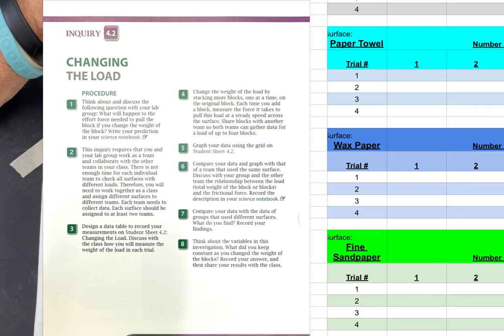In the last lab, 4.1, we looked at how changing the surface affected the force of friction. And we saw that some surfaces had a greater force of friction required to drag the block than others. So this time we're going to exclusively look at load.